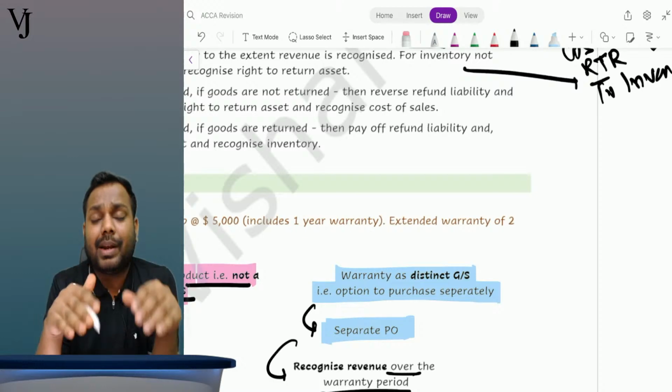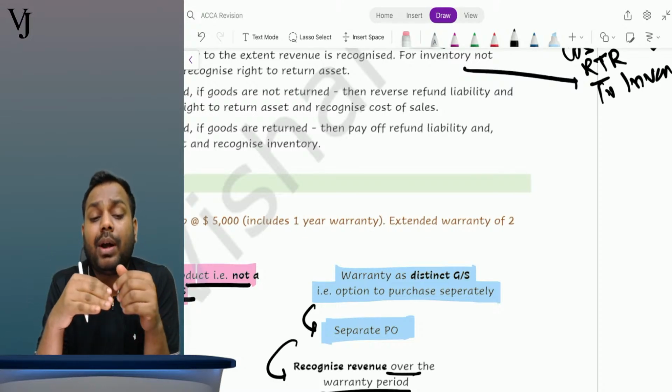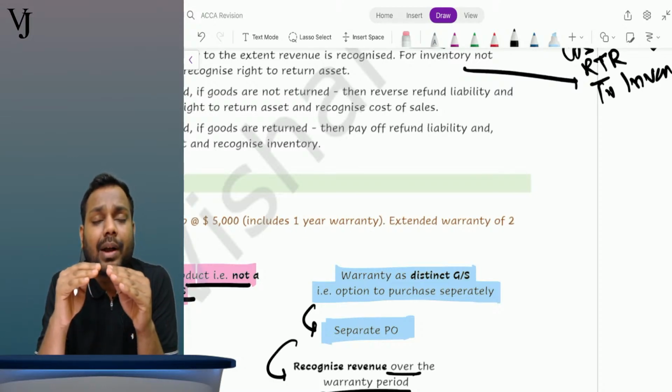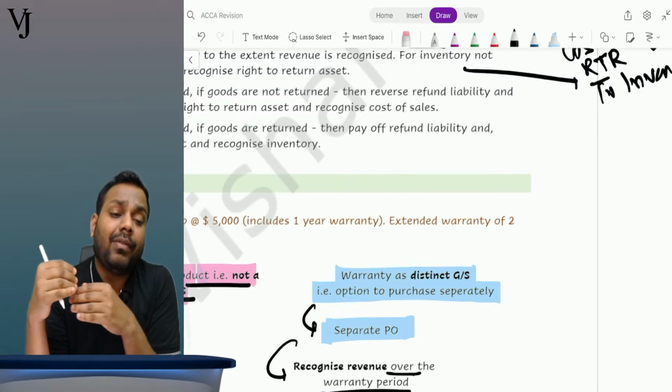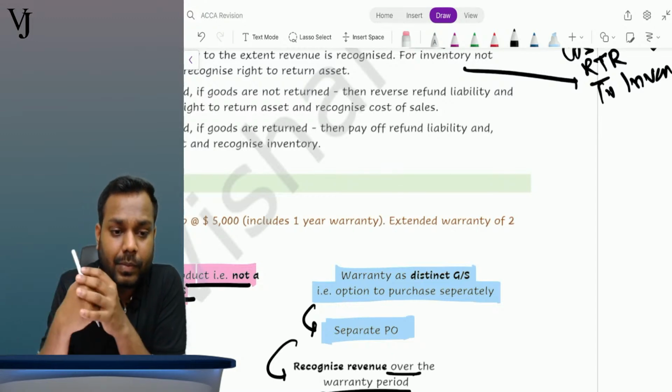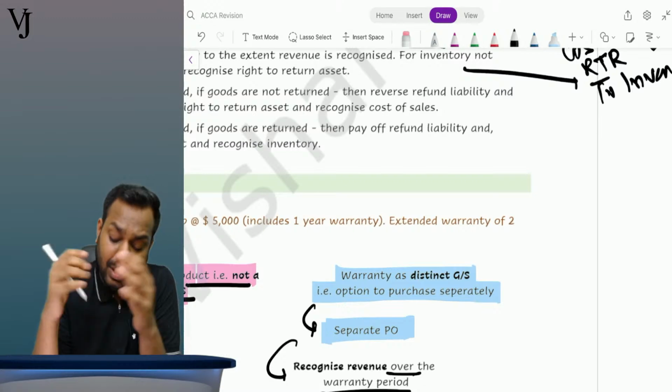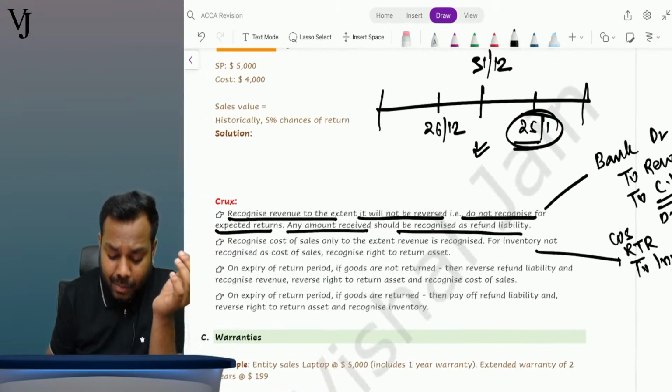I will reverse the refund liability and I will record revenue. I will reverse the right to return asset and I will record cost of sales. Is that clear, everyone? I have explained this with the help of an example.